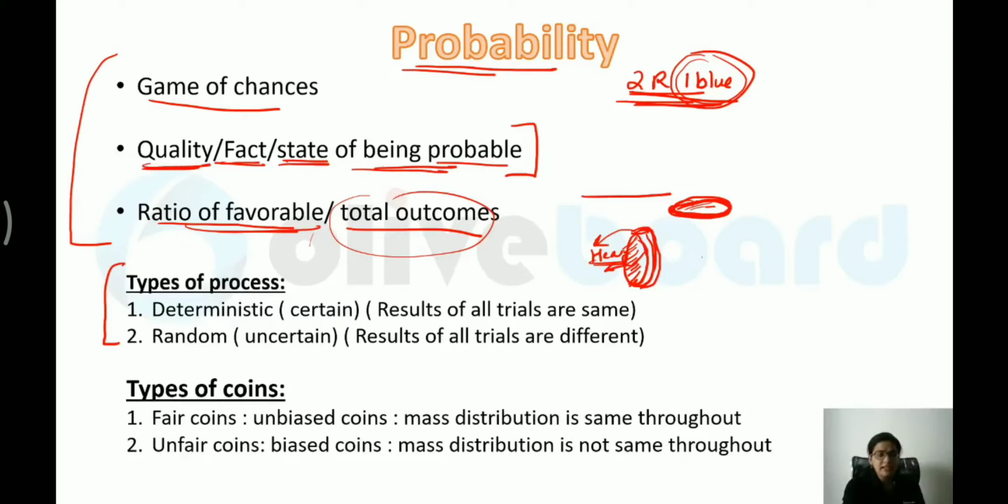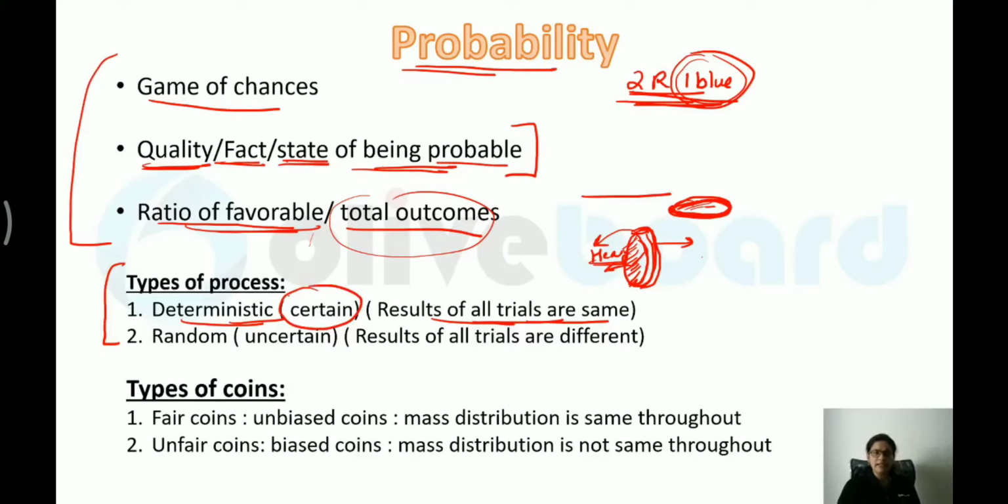Are you getting it? That is called an unfair trial. Unfair means you are not using a fair trial here. In that case, it is evident that you will get only one output. So what can I say? When the results of all the trials are the same, that is called a deterministic or certain process.